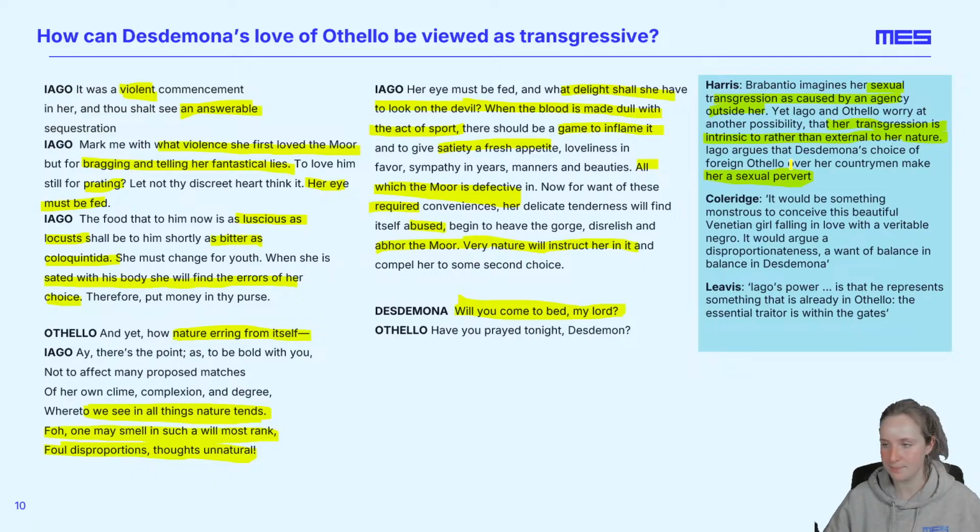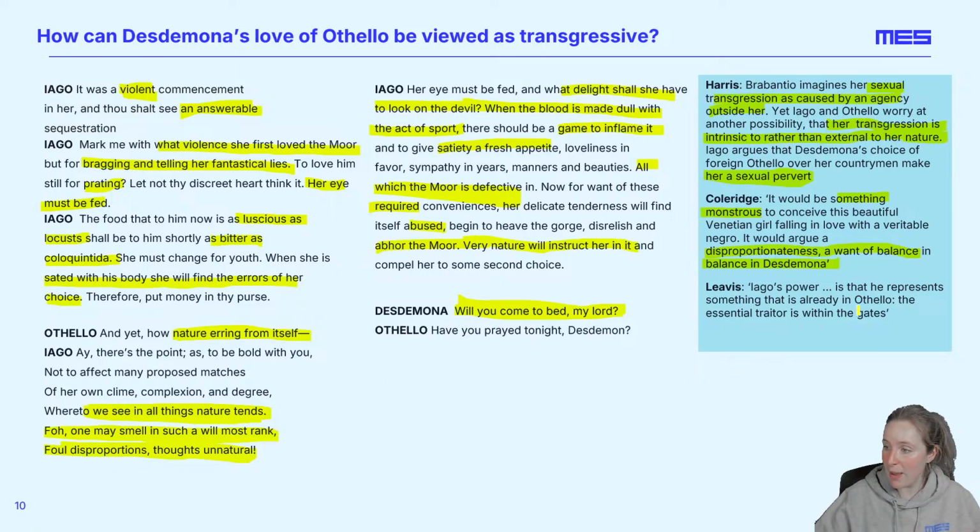Coleridge says, be something monstrous, as we said, to conceive of this marriage. It would argue a disproportionateness, a want of balance, as we've seen this quotation before. This idea of Coleridge blaming Desdemona for her own destruction because clearly there was something wrong with her to pursue this. So very much similar to Iago and Othello's own view.